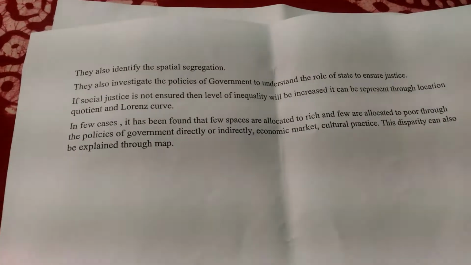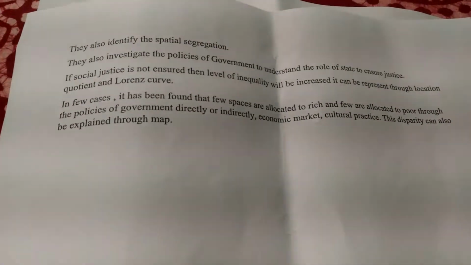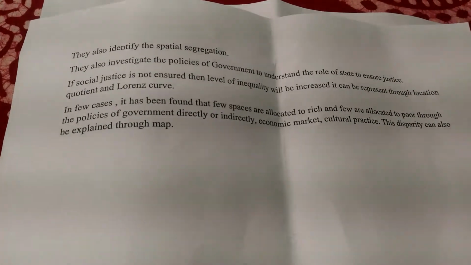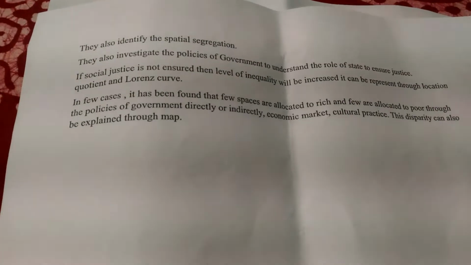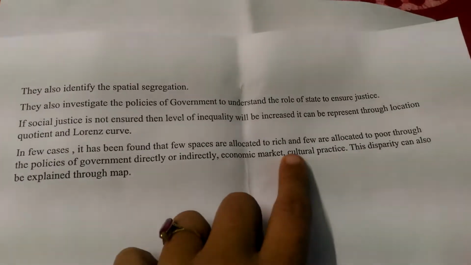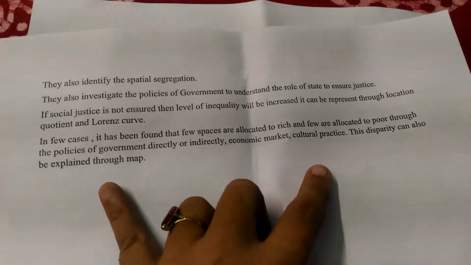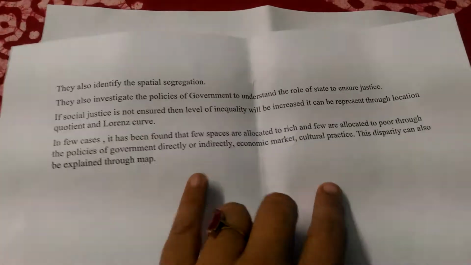If social justice is not ensured, the level of inequality will increase, and it is represented by the location quotient. When I am talking about inequality in respect of spatial arrangement, the location quotient also works. And when I have to put it in a graph, the Lorenz curve is a very good method by which we can identify these kinds of inequalities. In a few cases, we have found that some spaces are allocated to the rich and some to the poor through government policy, directly and sometimes indirectly.